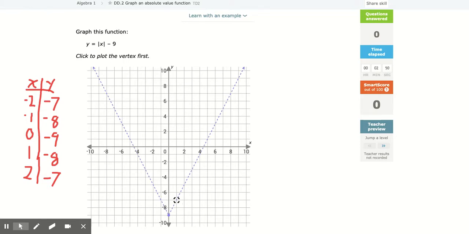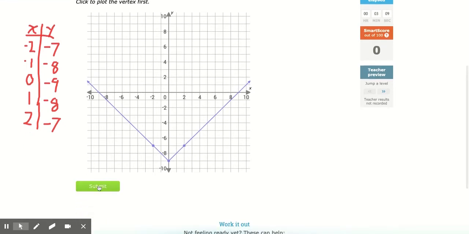We can see how this works. For example, one of the points that we said was 2, -7, which is this one right here. I click on that, and you'll see that the other points are where expected. -2 is at -7, -1 is at -8. So I can have a pretty high degree of confidence that I've got this one right. So I'm going to go ahead and submit.